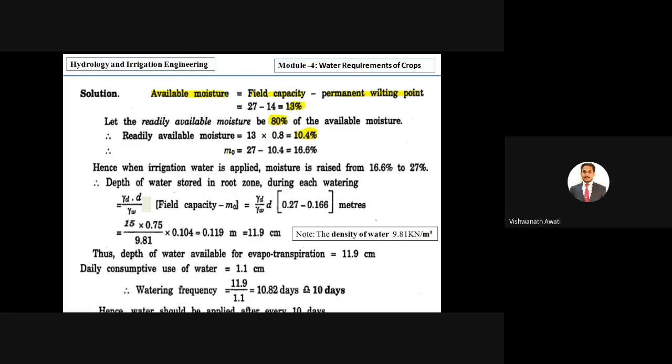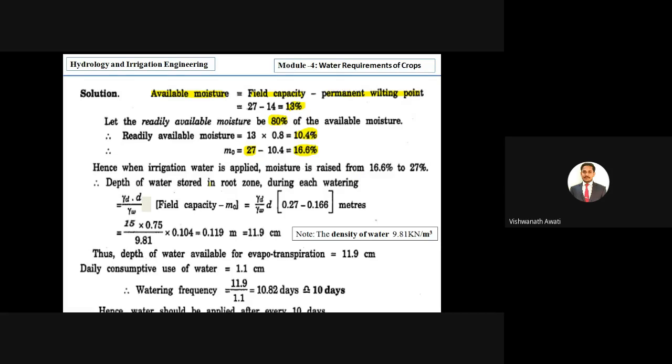So then MO, the optimum moisture, is equal to 27 minus 10.4, right? That is, the field capacity minus the earlier calculation. So we get 16.6%. Hence when irrigation water is applied, moisture is raised from 16.6% to 27%.